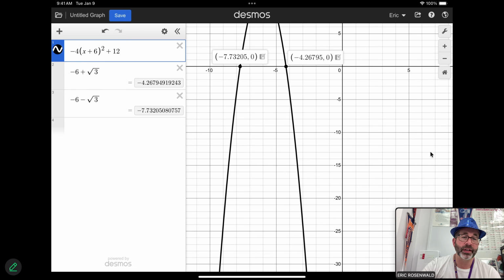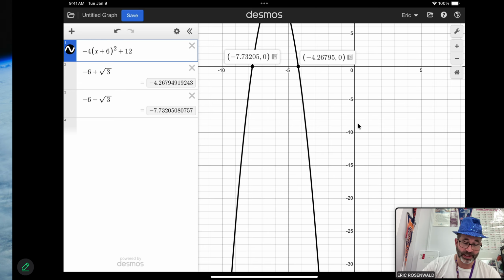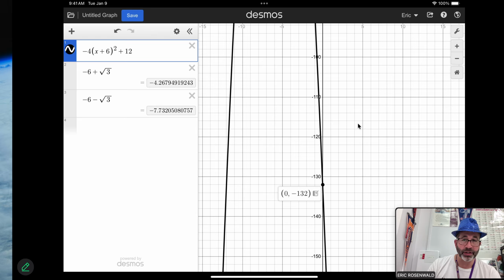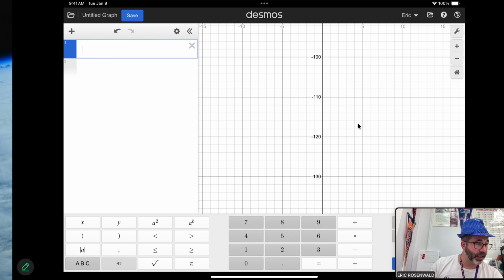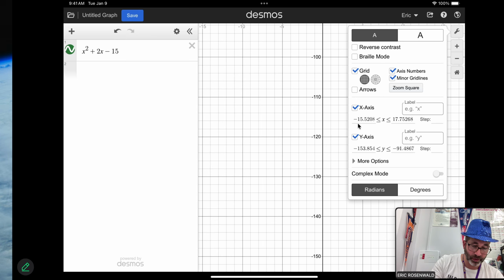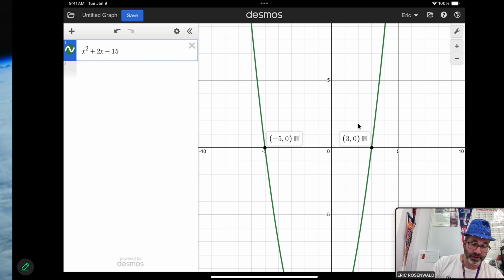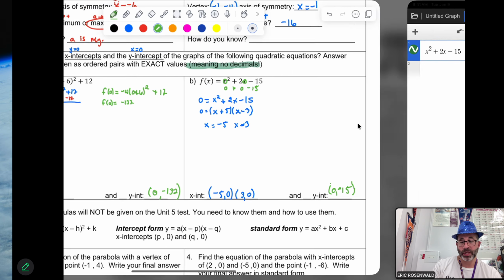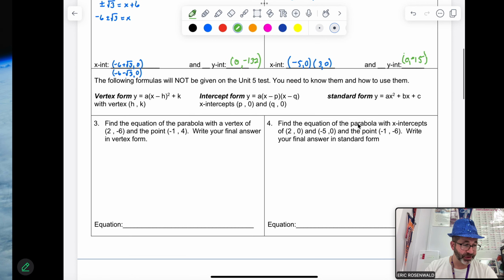Okay? If I said let's look at the y-intercept, we'd have to go way down here on my graph to find this, all the way where it hits my y-axis, which is right here, at 0, negative 132. If we look at the second equation that we had there, we had x squared plus 2x minus 15. Okay, let's reset back to the home. And we can look at the x-intercepts and see that's at negative 5 and positive 3, which are the x-intercepts that we said. And the y-intercept we said was all the way down to 0, negative 15, which is right there. Okay? All right, let's go ahead and continue on with solving these.